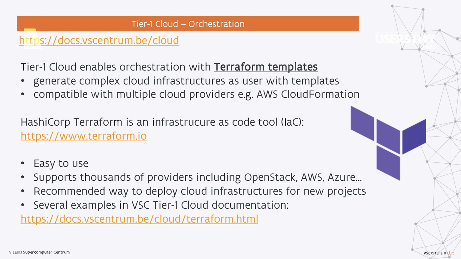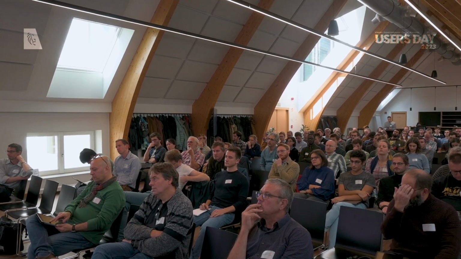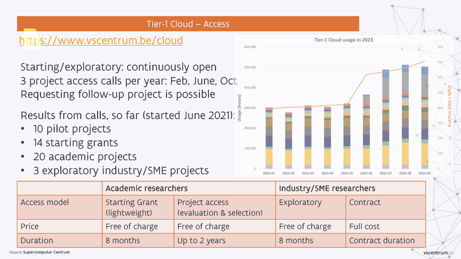And yeah, this is HashiCorp Terraform, an infrastructure as code tool. It's easy to use. It supports, well, maybe not thousands, but a lot of providers, OpenStack, AWS, Azure. It's really what we recommend as a way to deploy cloud infrastructures for new projects. And recently, the VSC staff made a brilliant new documentation. So this one, I'm happy to state, is also included there.